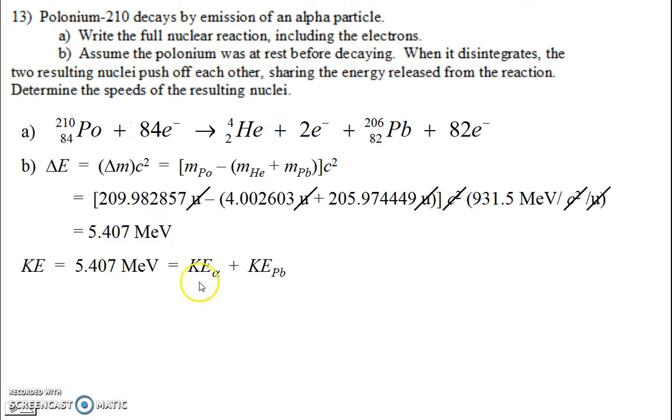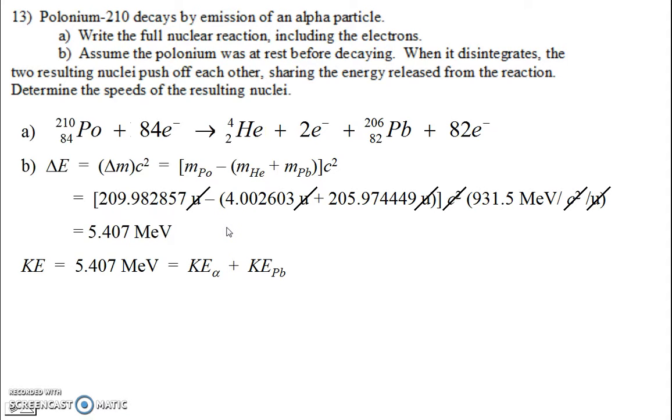And here I changed the subscript to alpha. You want to keep it as helium, that's fine. Or you want to call them like KE1 and KE2. It's totally up to you. But there's two particles here, the helium nucleus and the lead nucleus. They push off each other and they share this kinetic energy. This is the energy released in the reaction from the difference in mass.